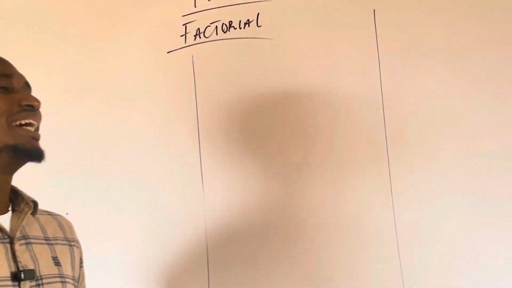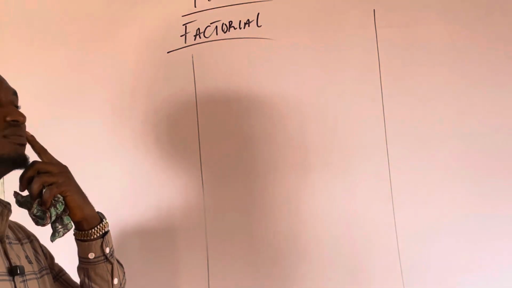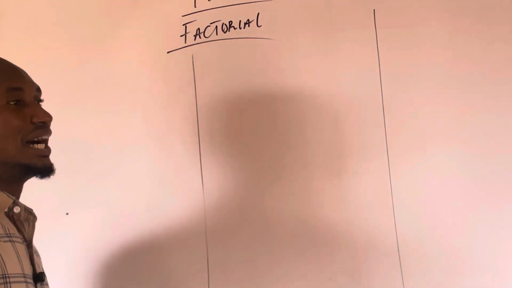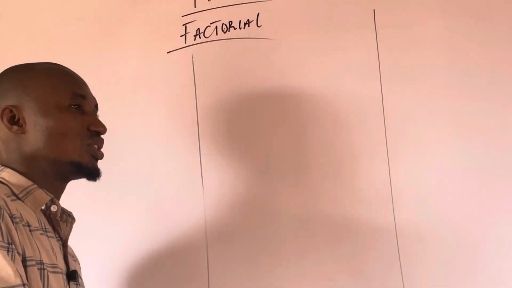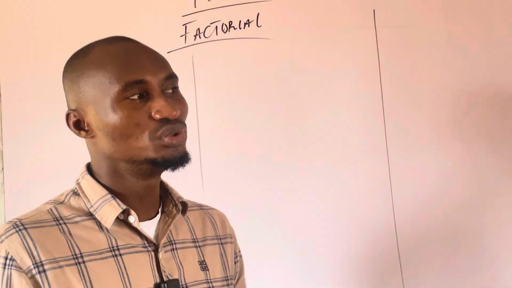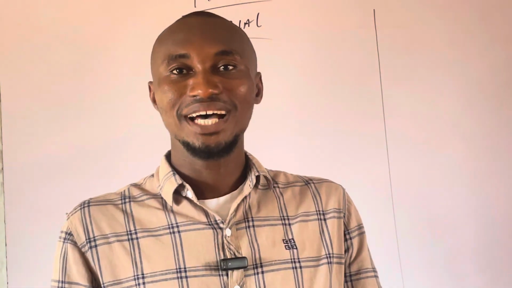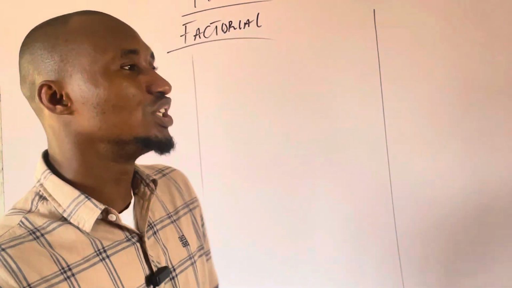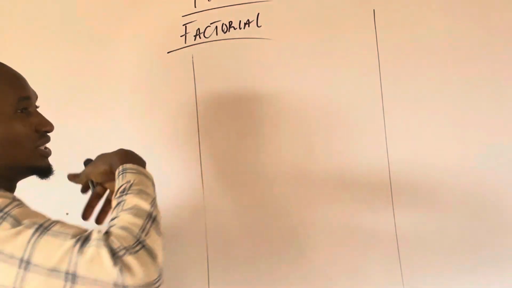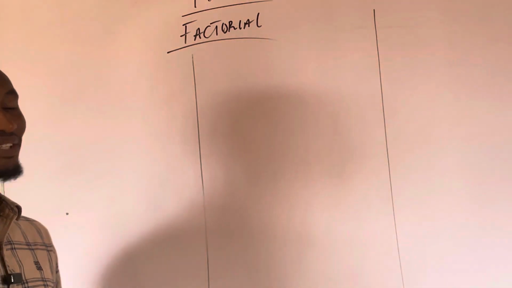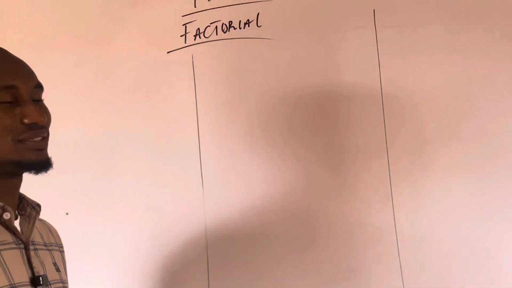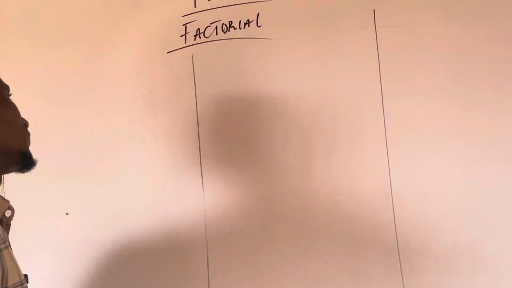There are questions on permutation and there are questions on combination that the knowledge of factorial will enable you to understand and analyze better. But if you don't understand what I'm about to teach now, when I begin to solve questions like that, I don't think you will understand it. So first of all, what is factorial?